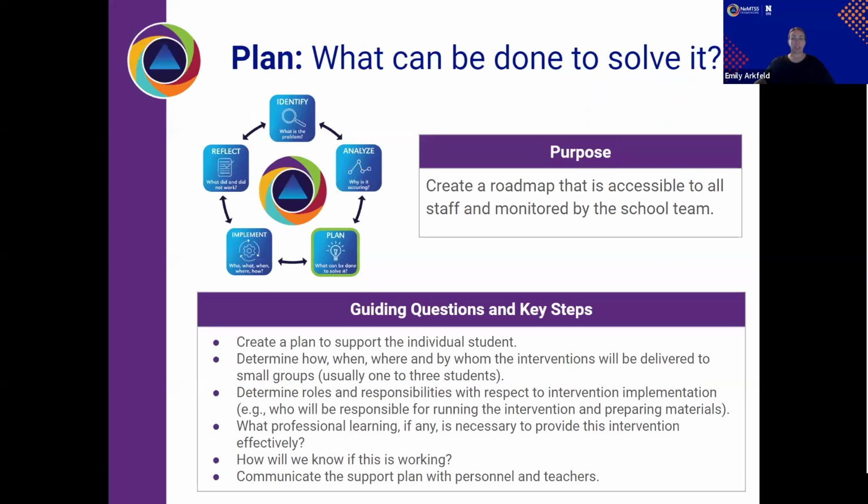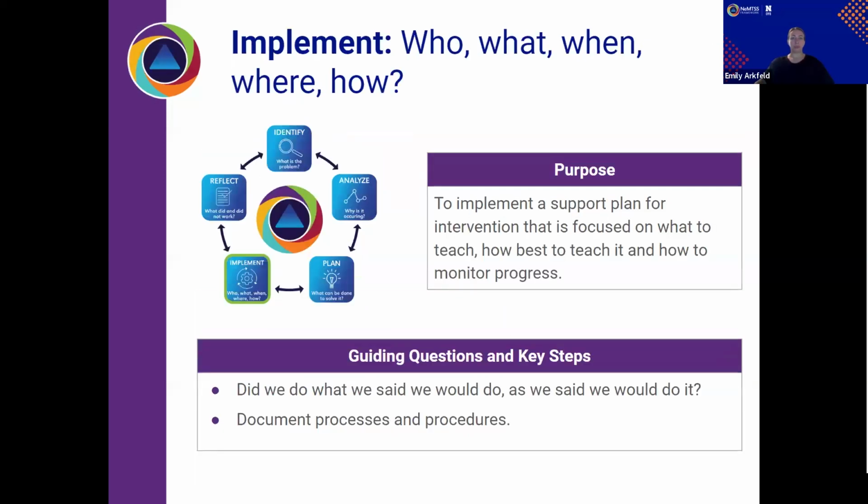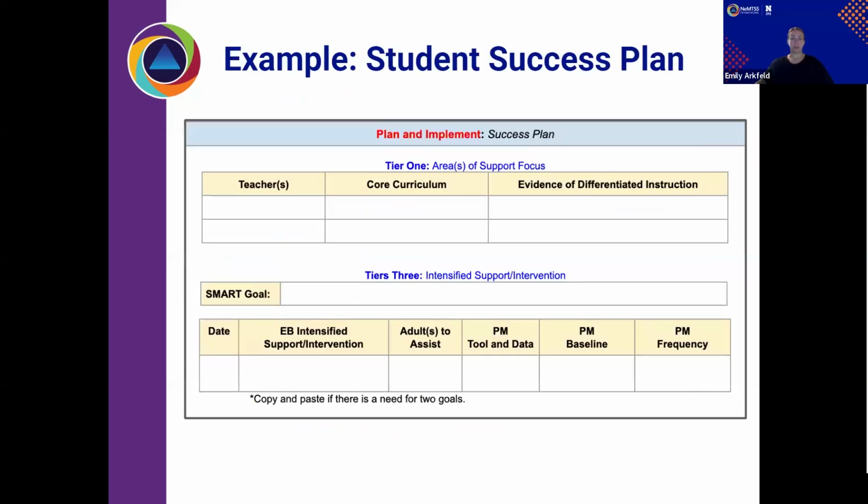After the team has reviewed the data to identify and analyze the problem, they will work together to create a plan of interventions and supports that the adults will put in place to address the problem. They will also need to develop their plan for progress monitoring. During implementation, the identified personnel will implement the interventions and supports and track process, procedures, and progress for the team to use for reflection. Using the guided questions and key steps from the plan and implement steps, the student support team will create and document the individualized plan for the focus or priority area identified for the student.